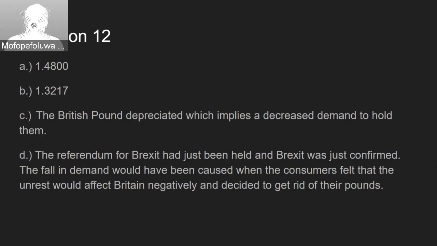And between this space of time, the British pound has depreciated, which implies a decreased demand to hold them, as people are probably letting them go in larger supply. And then for part D, the event that likely caused this depreciation was that the referendum for Brexit had just been held, and Brexit was just confirmed. So people were getting rid of their British pounds due to the uncertainty of the British economic future.